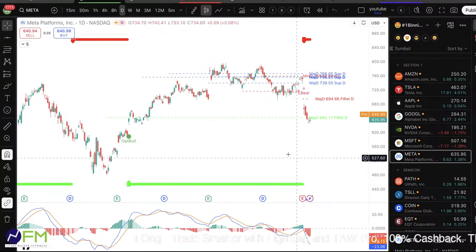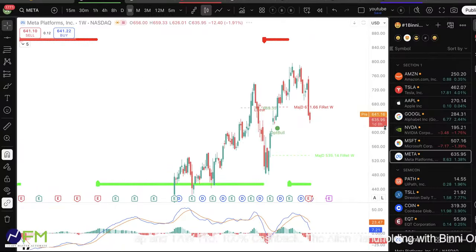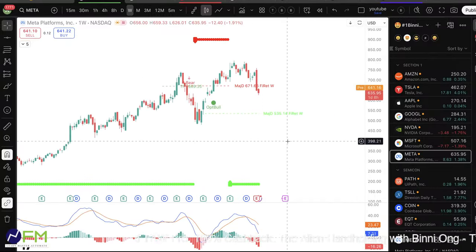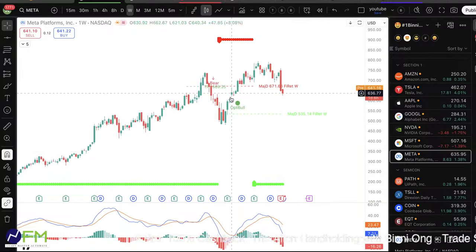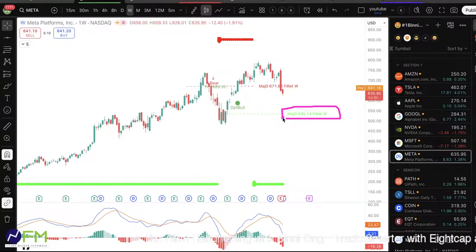Now, for those who are interested in a higher time frame, interested in buying a stock at a very attractive price, you can switch to an even higher time frame, and say that if Meta is going to come down further, then this would be the next best level to look at for Meta.